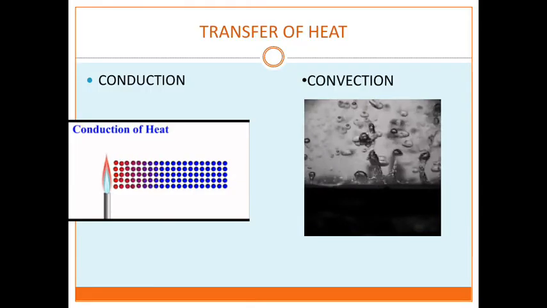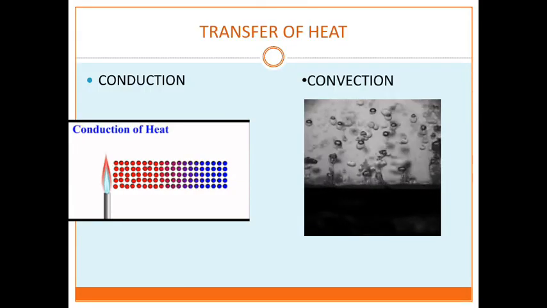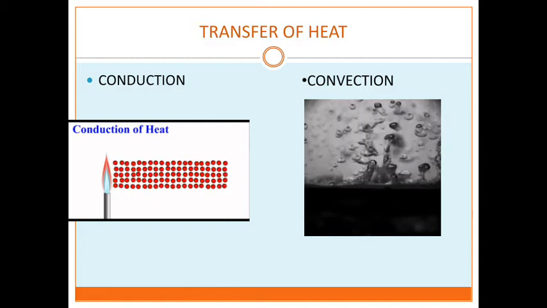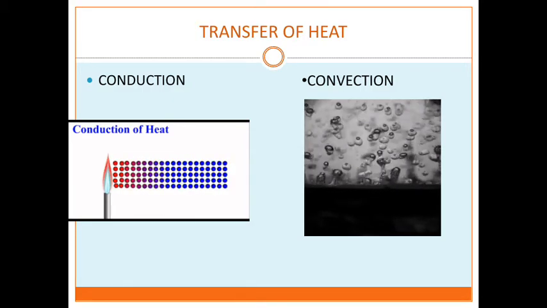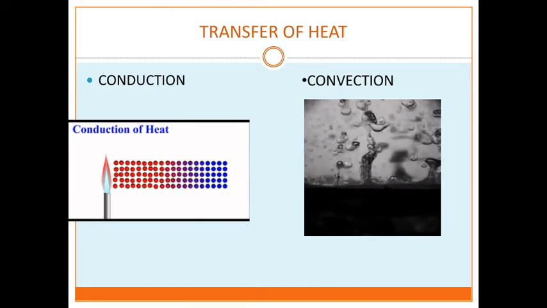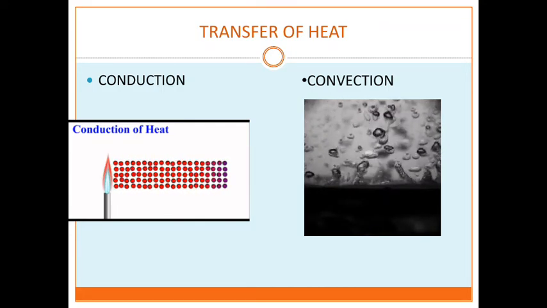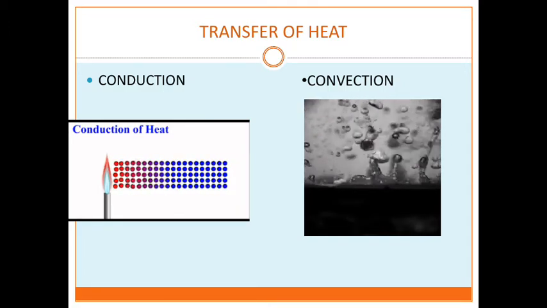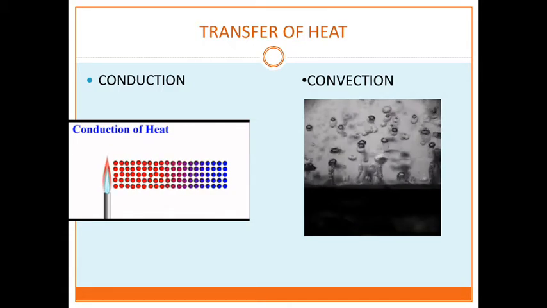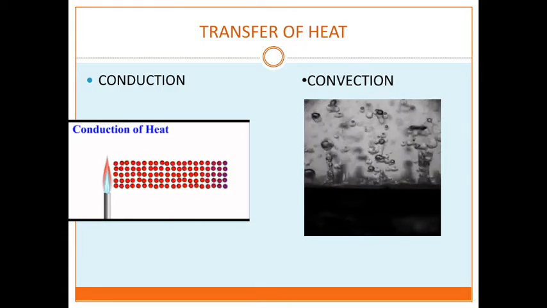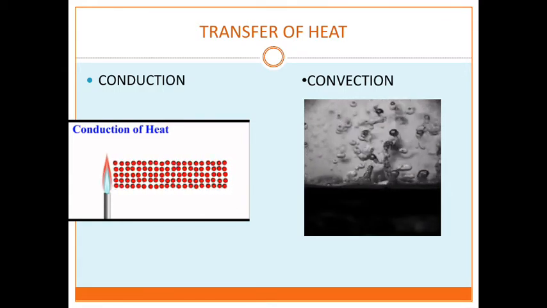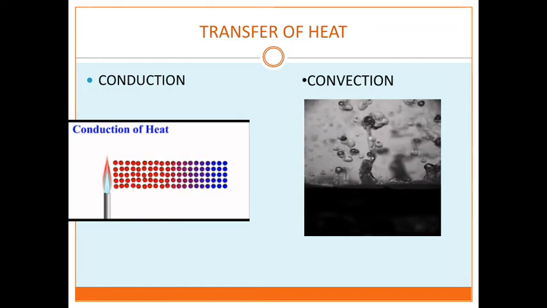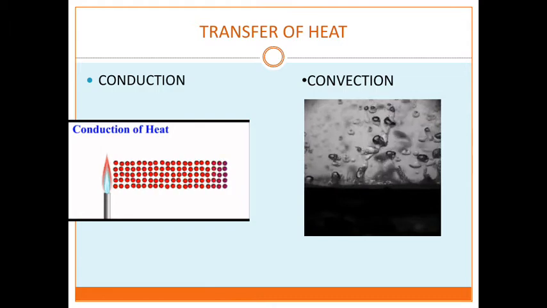Next is transfer of heat. What happens inside the substance when we apply heat? We know that every substance consists of molecules, thousands of molecules forming the substance. So how is the heat transferred from one molecule to another, and how does the substance get heated from one part to another part? There are three ways of transferring heat: one is conduction, another is convection, and another one is radiation.